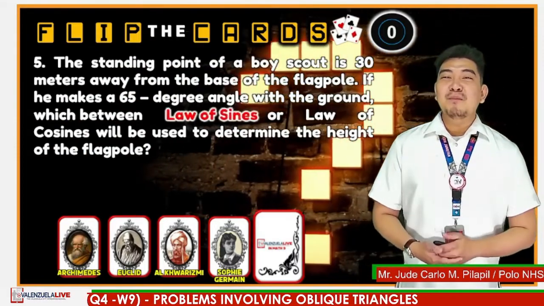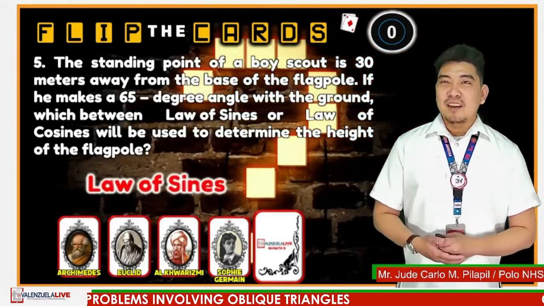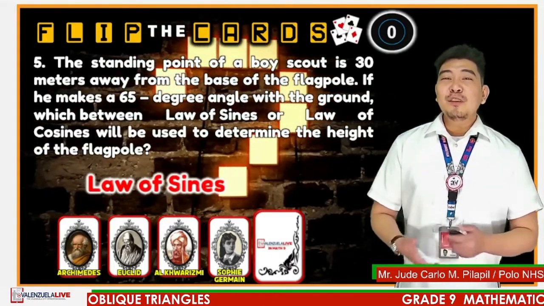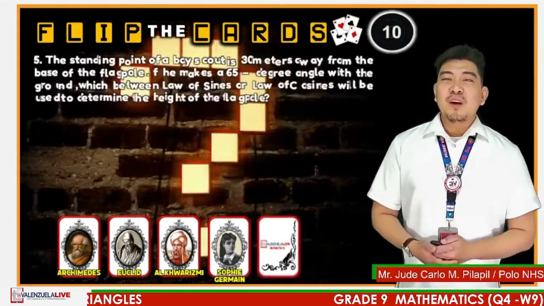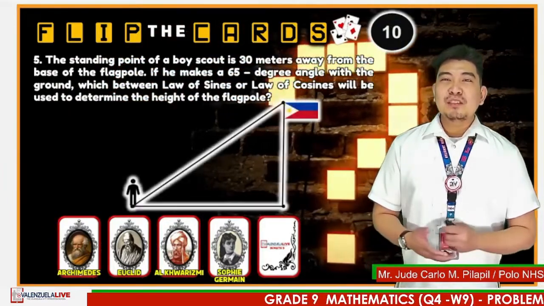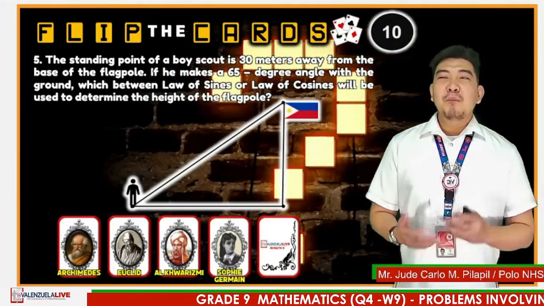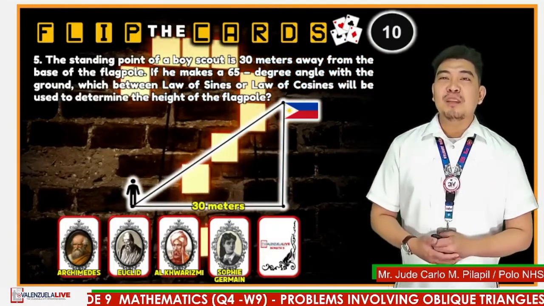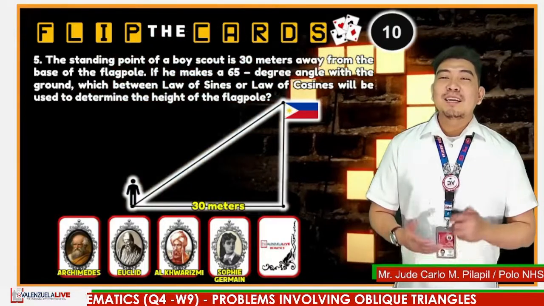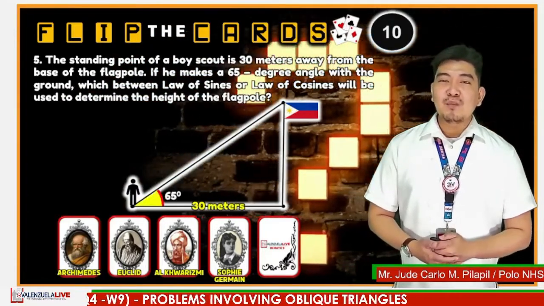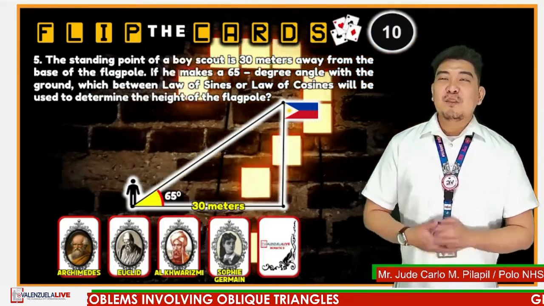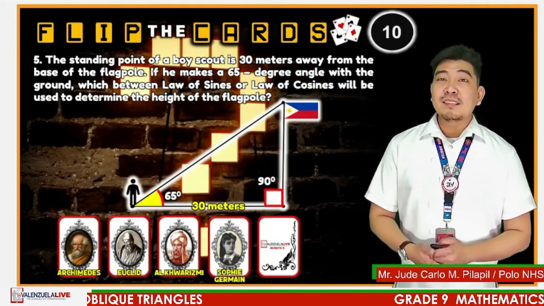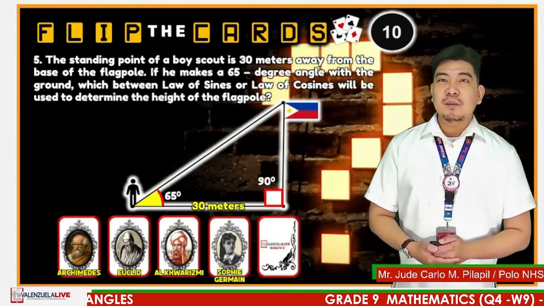This problem can be solved using law of sines. You did very well in our previous lessons. To show the illustration, we are given with two objects, the Boy Scout and the flagpole. The Boy Scout's standing point is 30 meters away from the base of the flagpole. It makes a 65-degree angle with the ground. Since the flagpole is perpendicular to the ground, it forms a right angle that measures 90 degrees.